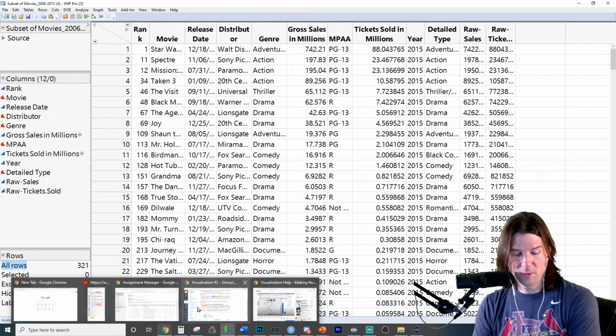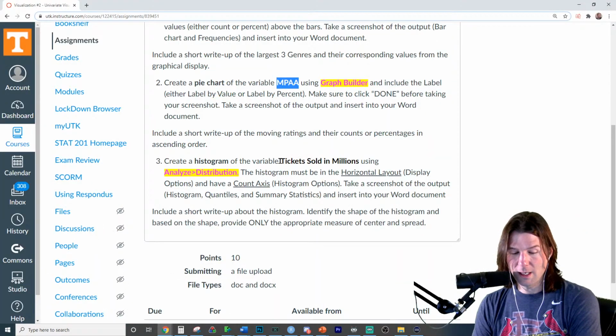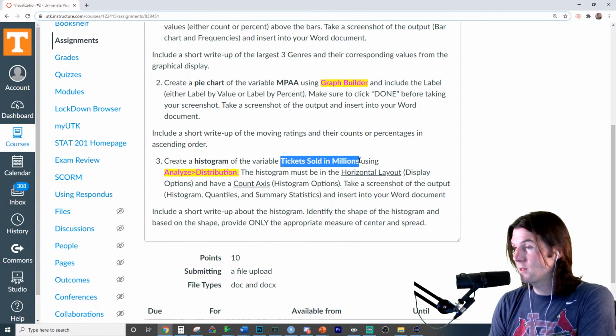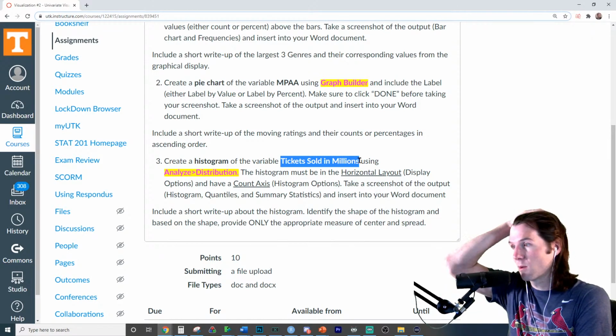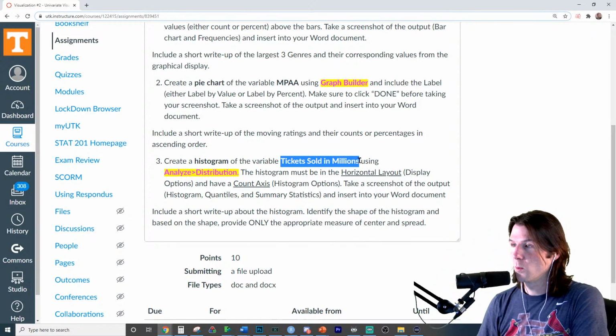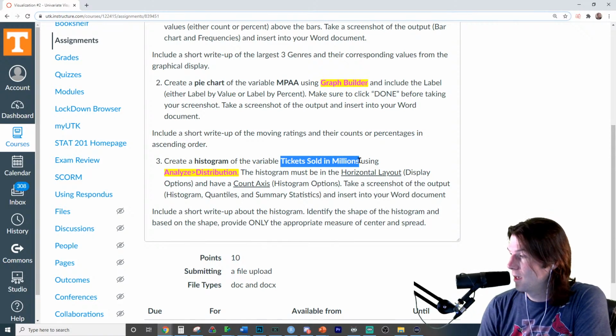So let's see which variable you'll be analyzing. You are going to analyze tickets sold in millions. We need to go to Analyze Distribution. We're going to use the histogram, put it in horizontal layout. We're going to add a count axis, take a screenshot of everything included.